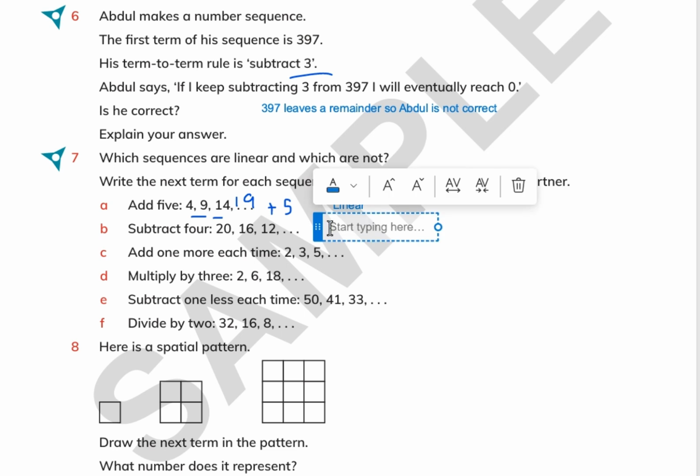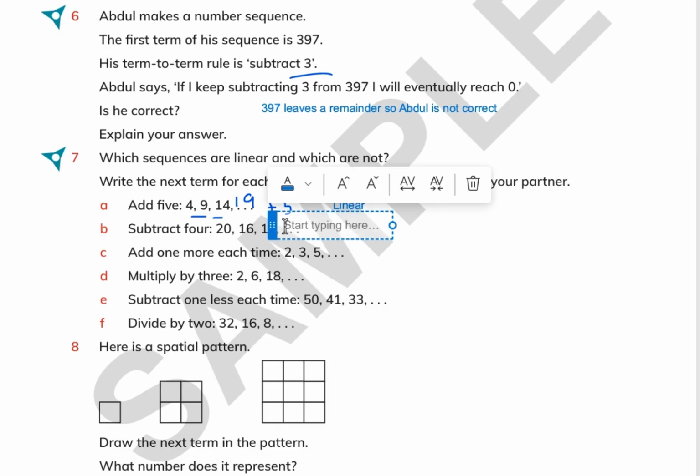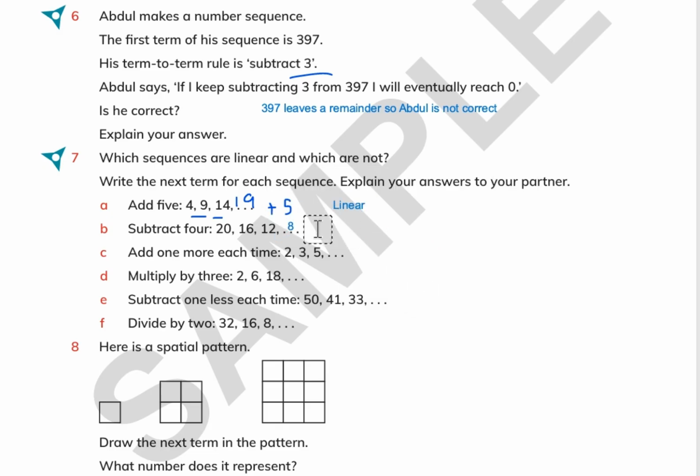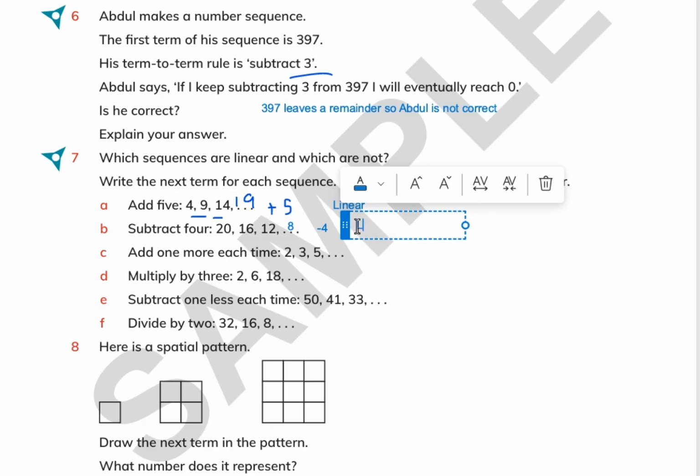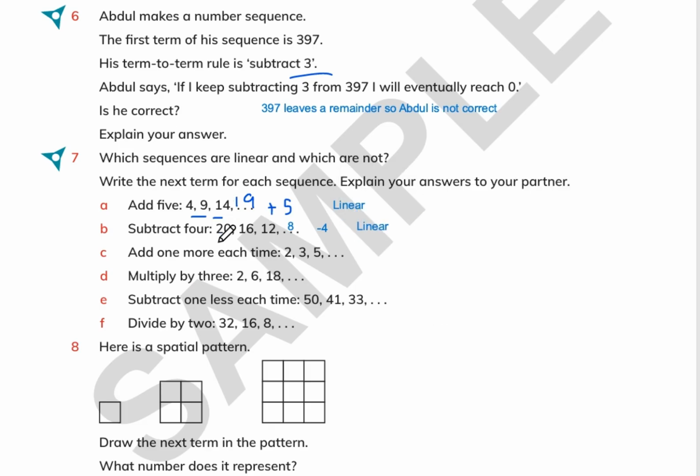Now in part B, subtract 4. That means we have to subtract 4 every time. 20, 16, 12, and what will be our next number? It will be 8. The term-to-term rule is -4. So this is also linear, because the difference between two consecutive terms, you can see these two, is 4. In these two consecutive terms, the difference is also 4. So this is also a linear sequence.